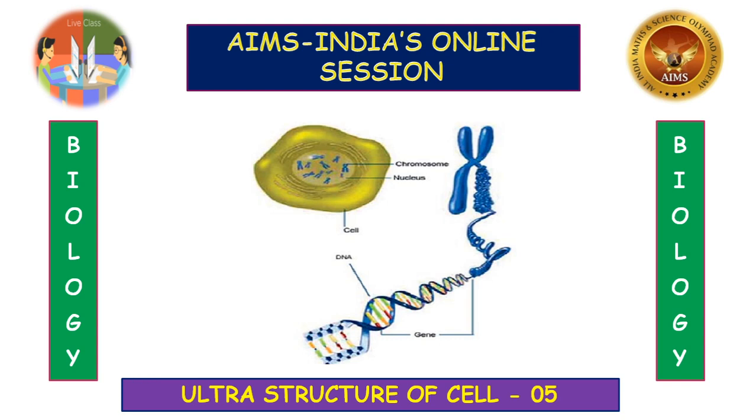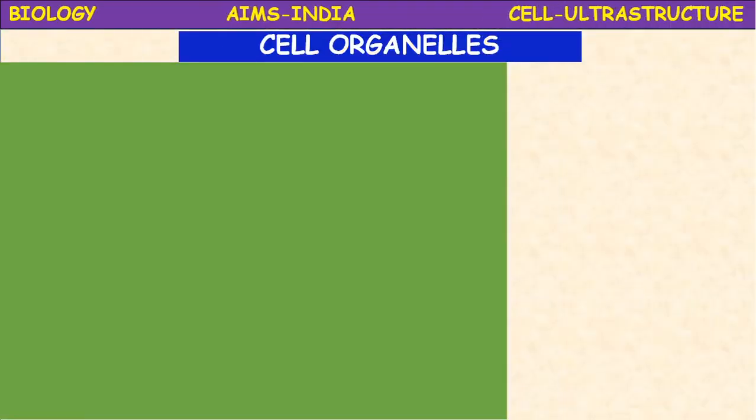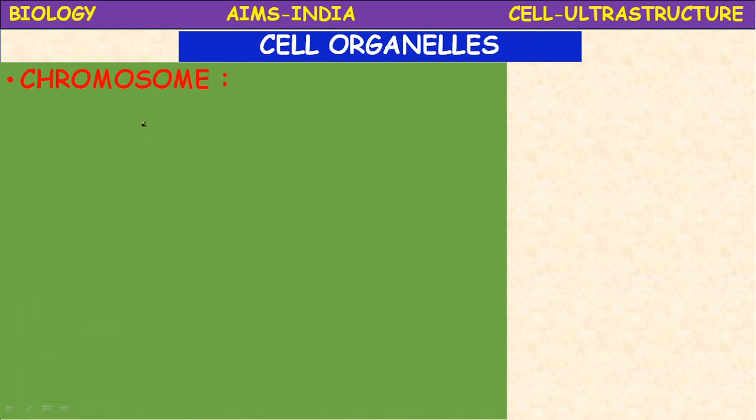Okay children, why I am saying this is, whatever the structures which we are discussing, those are the electron microscopic views. Okay, let us proceed. Today's class, the cell organelles, about chromosome. What is chromosome? Briefly recall about the chromosome.